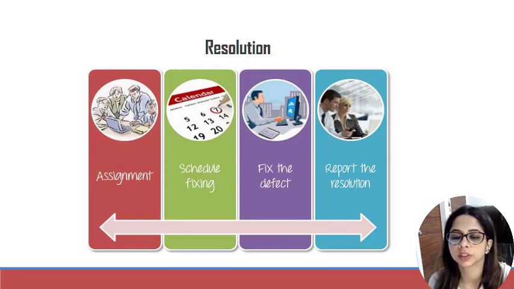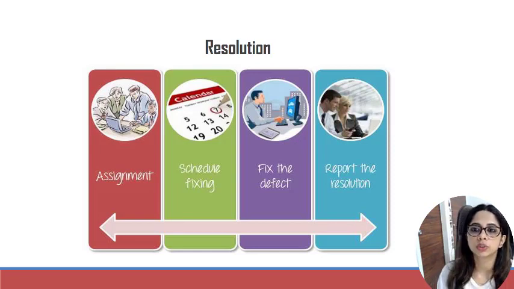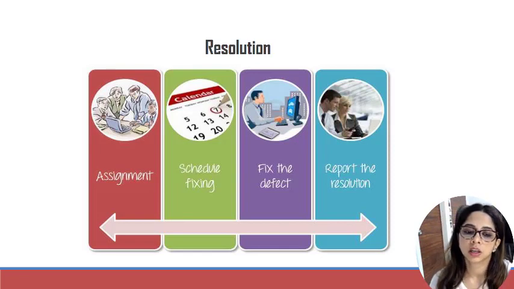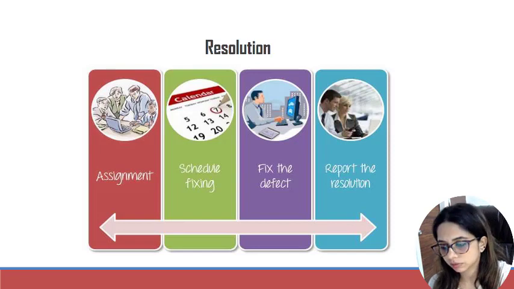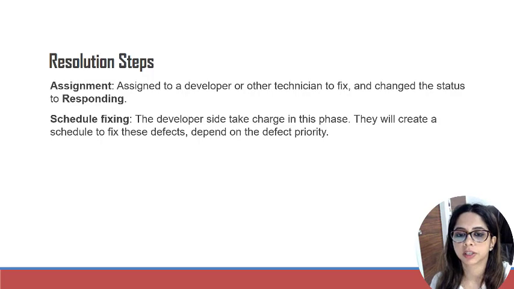So assignment of the defect to the concerned person, then scheduling the fixes. So this person will mark that, okay, this defect will be closed by so and so date. So schedule is important. Then fixing of the defects, that is, he has fixed the defect and sent it back to you, and reports the resolution. That means he will report that, okay, fine, these defects have been fixed, now you can retest it. So the resolution will be done.